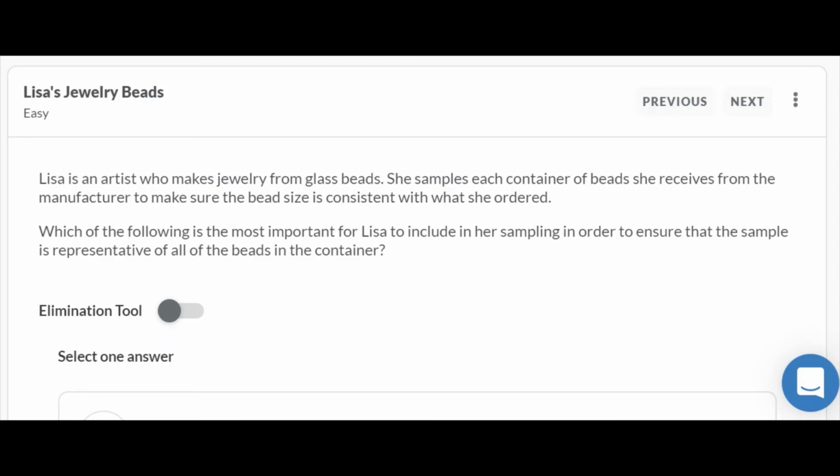Great question about beads here. When doing sampling, remember the one thing that is the absolute most important thing that we must ensure is that randomization is taking place. So randomization is key. That's all I'm giving you on that one.